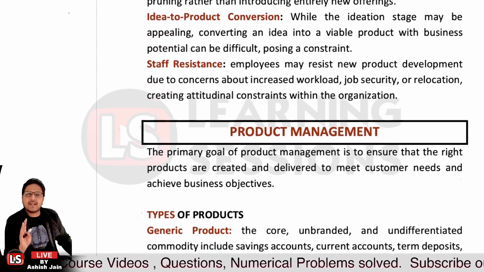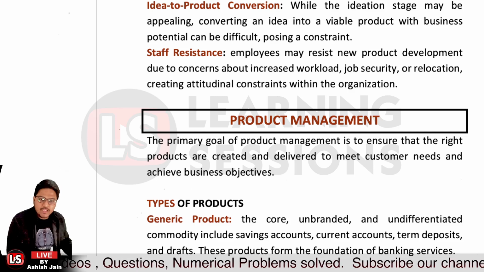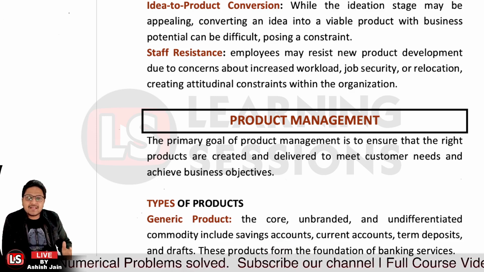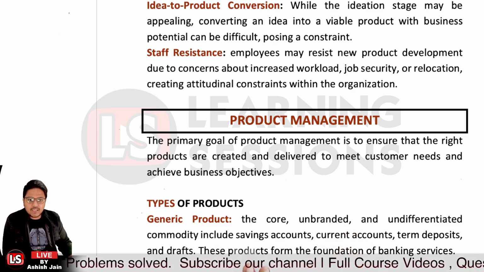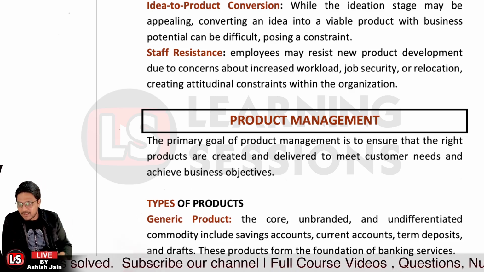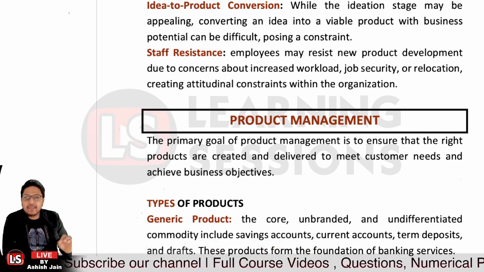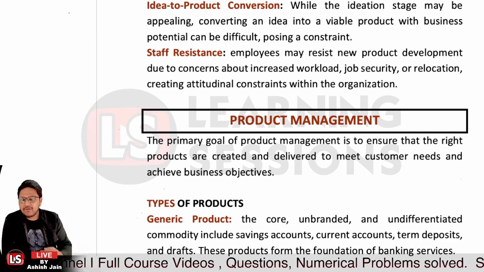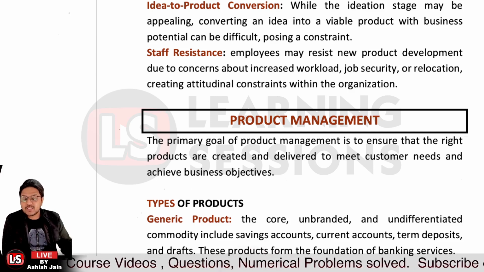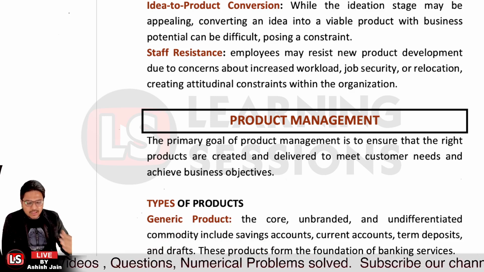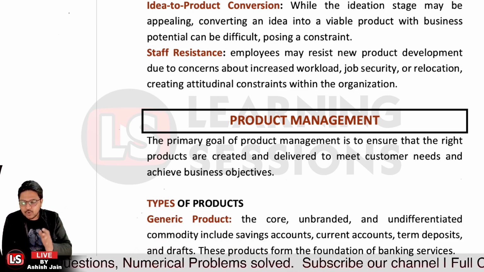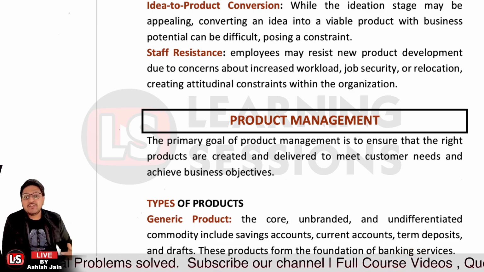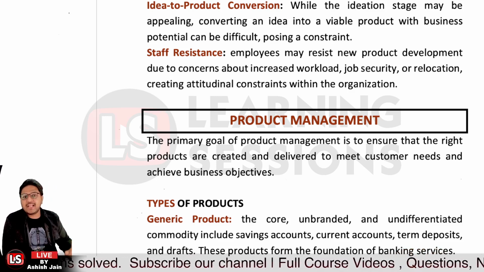And further after that, it's related to product management. When we talk about product management, we want to manage the different types of products, so the right product is actually created and offered to deliver the customer needs, right? Let's say I have 100 products and I want to manage them. It means I want the different products to be created and delivered so as to cater to the customer needs, and also so that I can achieve the business objectives. That's product management.